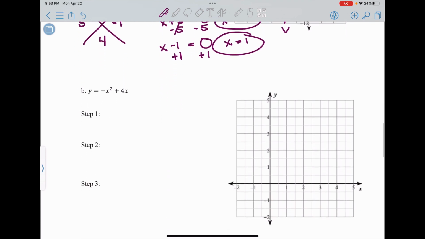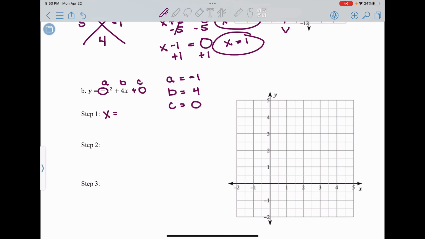I always start with labeling my a, b, and c values. If you notice, I don't have a constant term, which means my c value is 0. So a is -1, because notice how there's a negative in front of the x squared. B is 4, and c is 0.